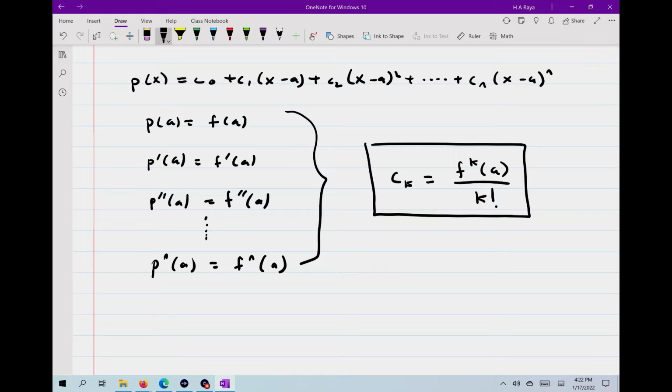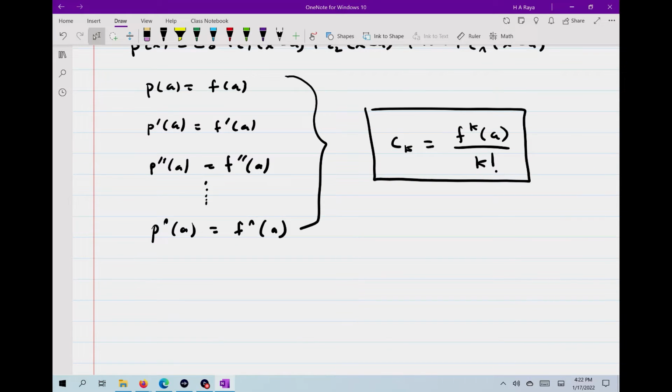In this case, the factorial is a computation that takes your number and multiplies it by all the numbers before it until you get down to 1. For example, 4 factorial is equal to 4 times 3 times 2 times 1. And just as a note, 0 factorial, by definition, you can assume that it's equal to 1.